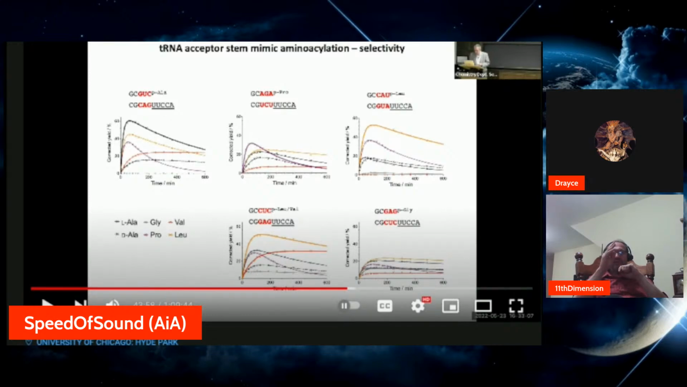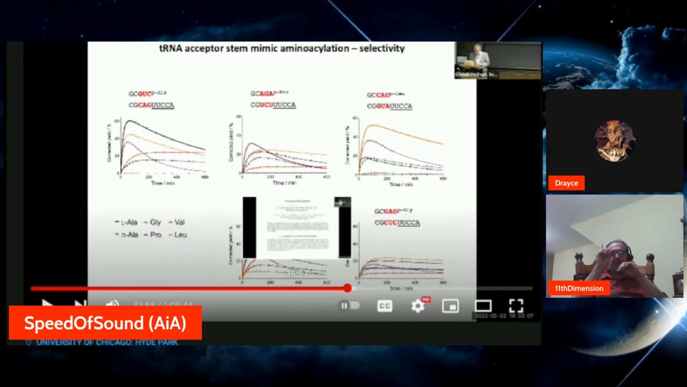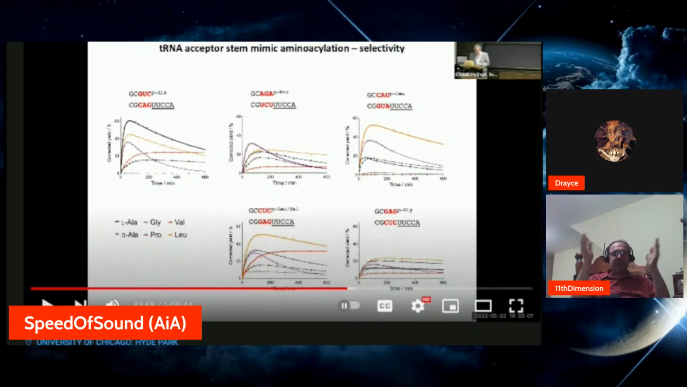So you have UUCCA. The first thing he mentioned is that he used CCA because the modern tRNA uses CCA. I have no idea if you do the same experiment, for example, if you don't have CCA, and you have just some random sequence, is it going to have the same effect or not?